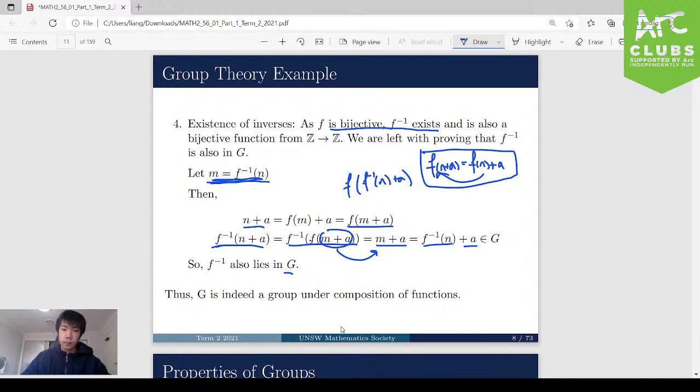Okay. And so indeed, G is a group under the composition of functions because we have satisfied all 4 conditions. Okay.